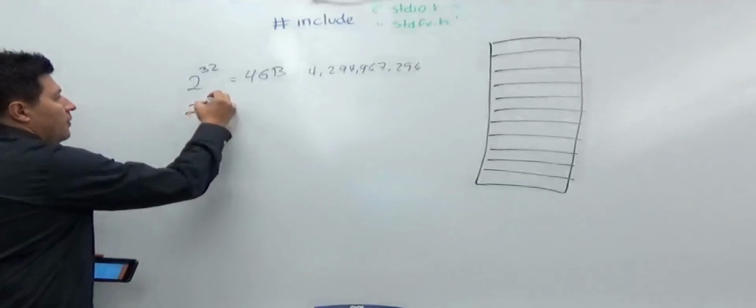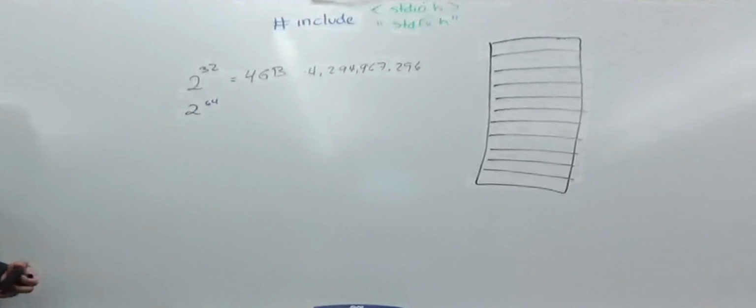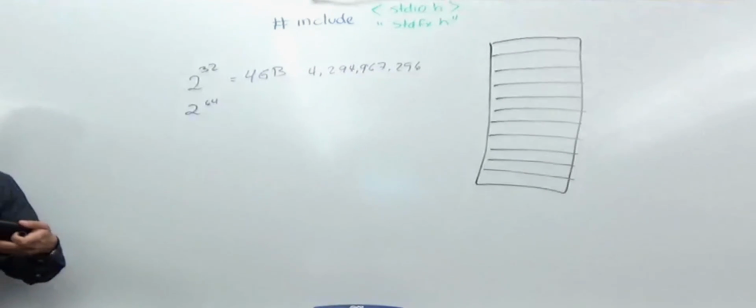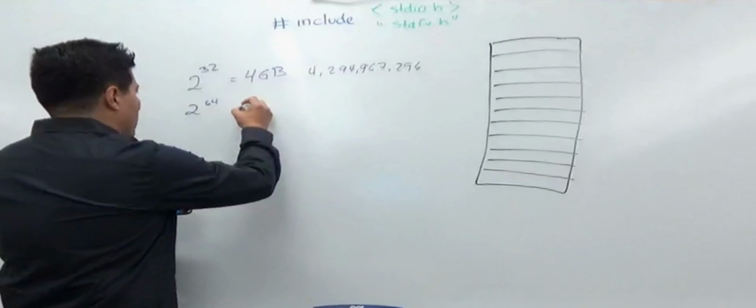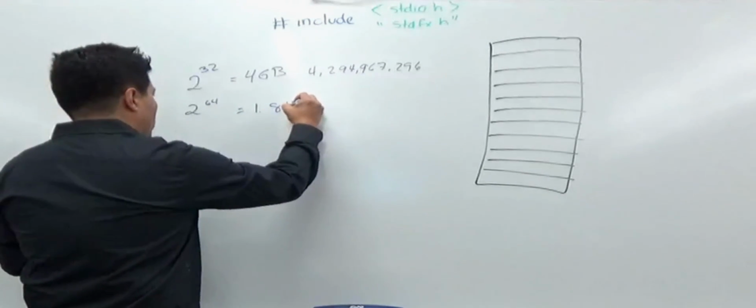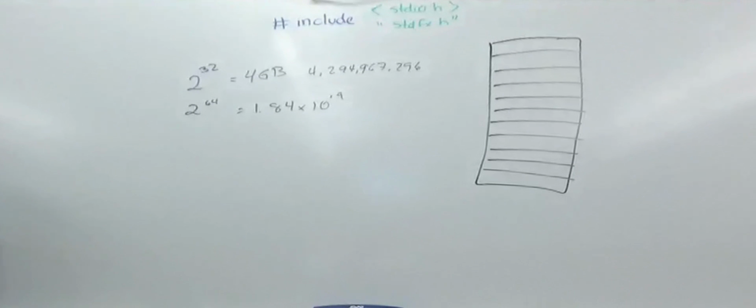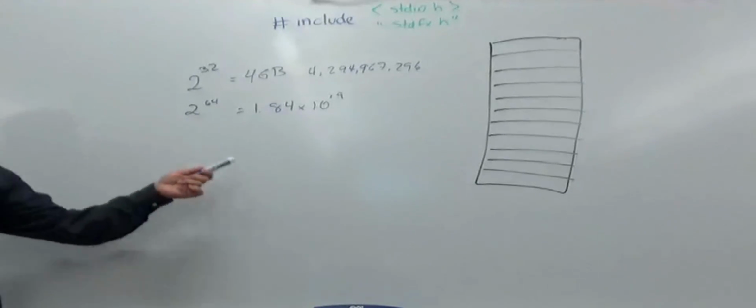So you say, oh, I'm going to have a 64-bit. I'm going to upgrade my operating system. Okay, so now you could address more. 2 to the 64 is 1.84 times 10 to the 19. So it's a very large number. So you can have more memory addresses.